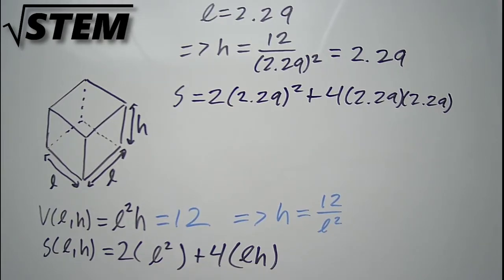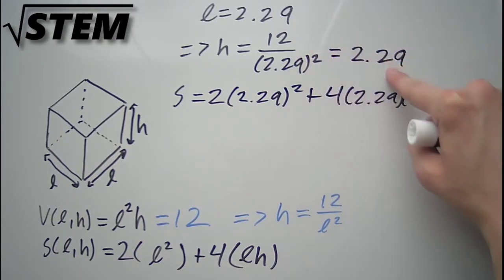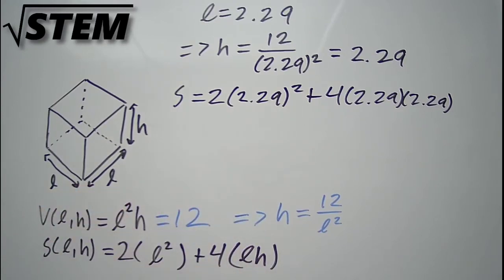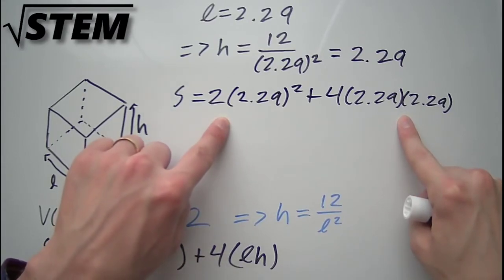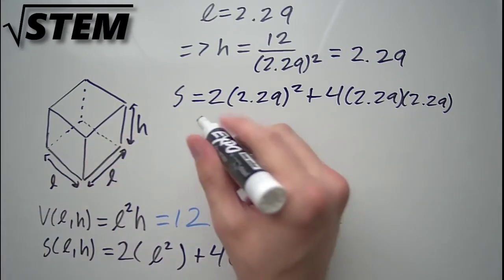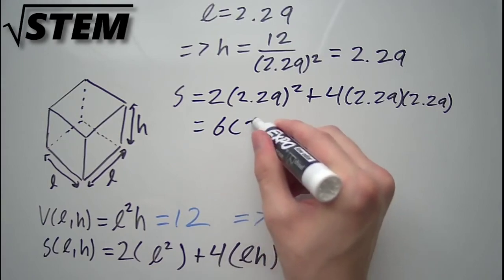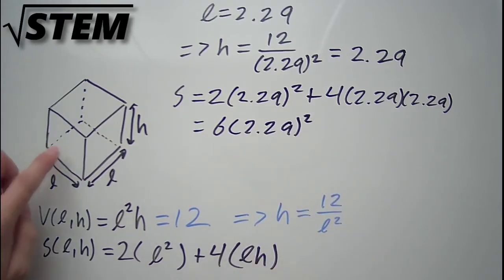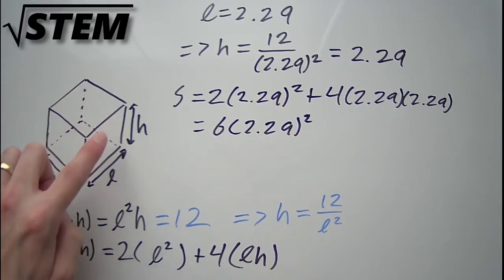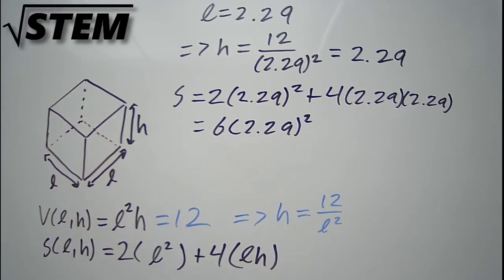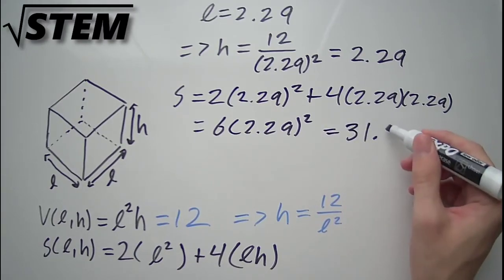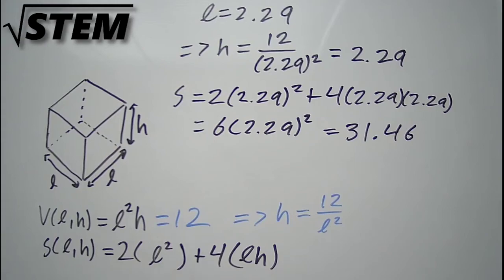Now you might notice, because L and H are the same, that means this is actually going to be a perfect cube. And our formula even gives that away, because this is really the same as 6 times 2.29 squared. There are 6 sides of an equal area of 2.29 squared, and that comes out to 31.46 units.